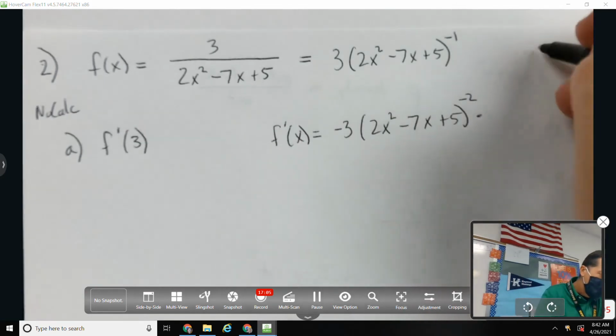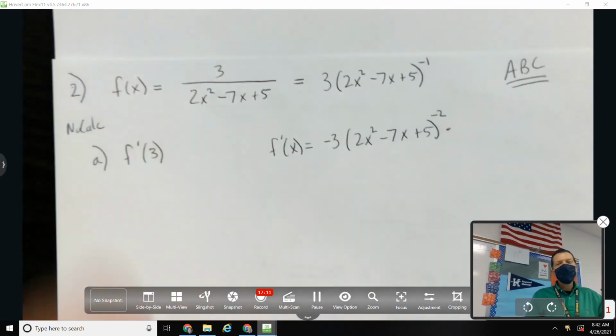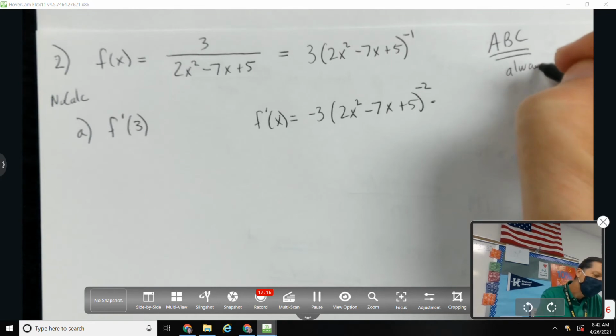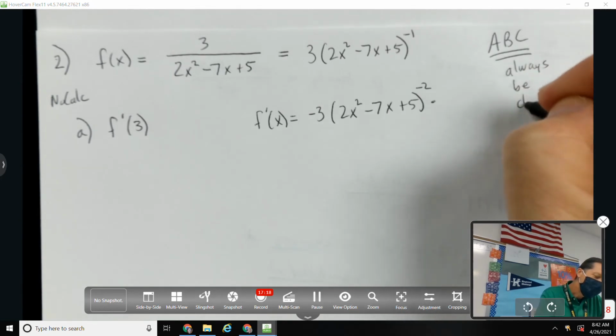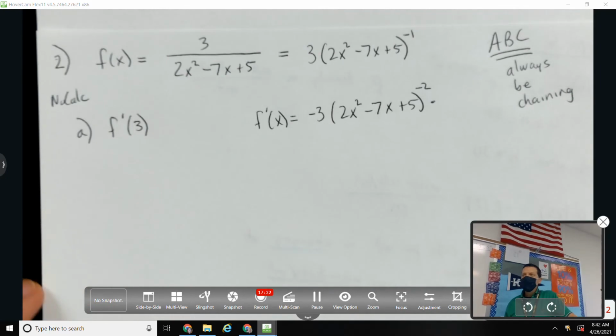I saw a calculus teacher in my favorite Facebook group. He said he writes ABC on most of his tests, and his students know that that means always be chaining. Silly things we do to try to get you to remember the chain rule. Tootsie Roll Pops, ABC, whatever. Always be thinking about, I got to remember the chain rule.